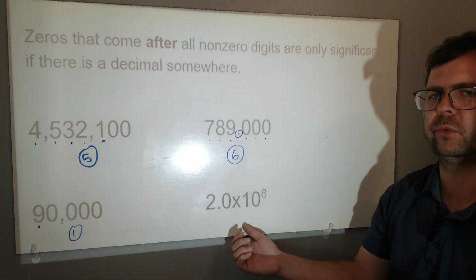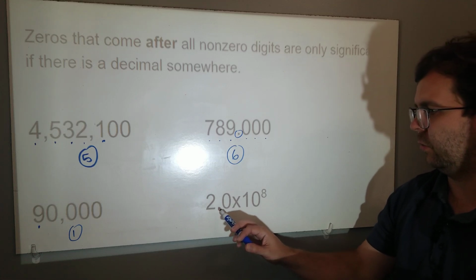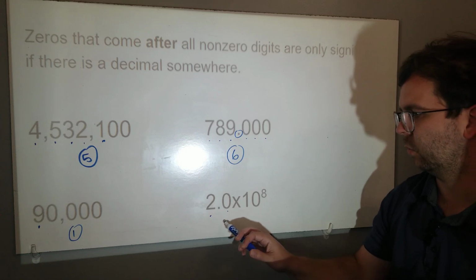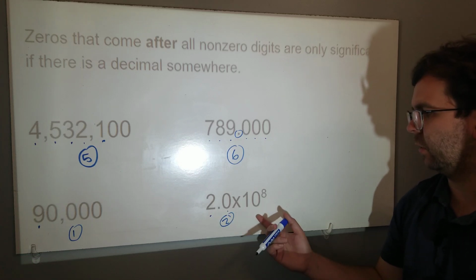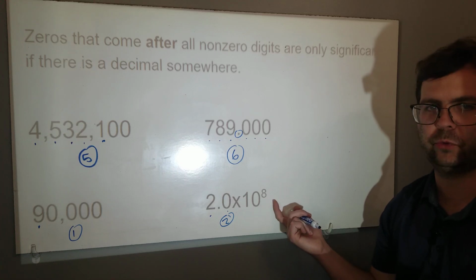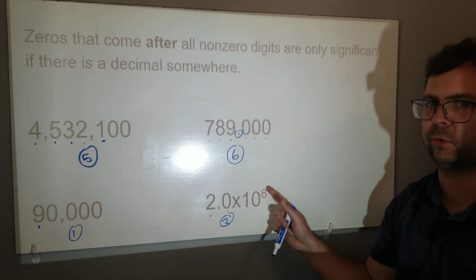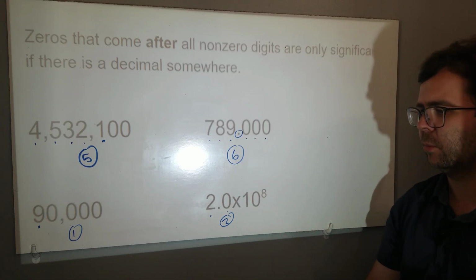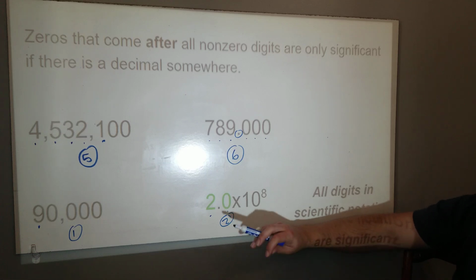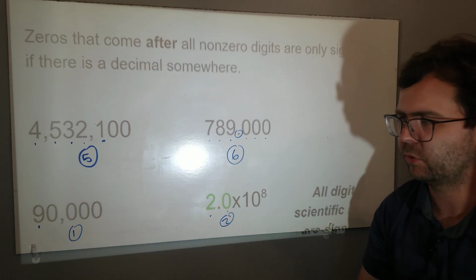All right, and this last one is written in scientific notation. 2.0 times 10 to the 8. The 0 comes at the end of the number here, and so we do count it as significant. So that's going to be 1, 2. The exponent is not part of the measurement. This is just there to show how many extra zeros would actually follow this number. This is actually showing us how many placeholder zeros should come after this. But in scientific notation, all the digits are significant.